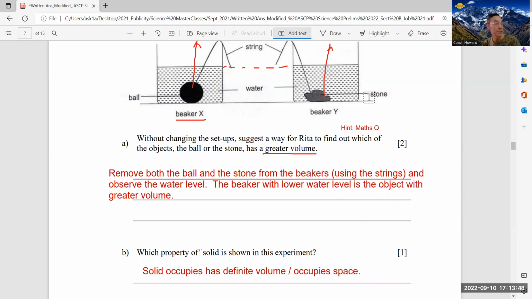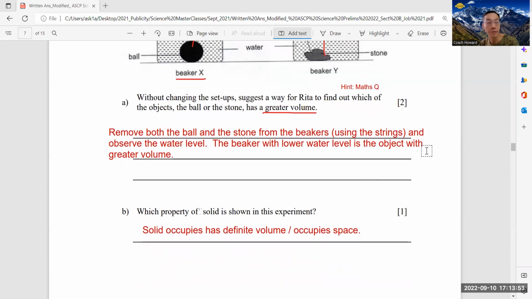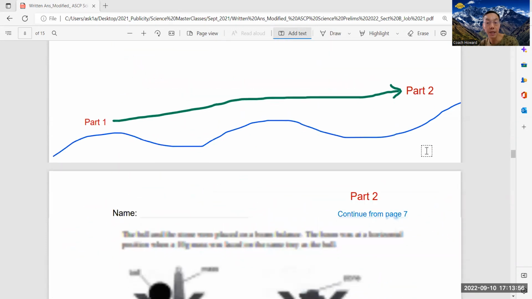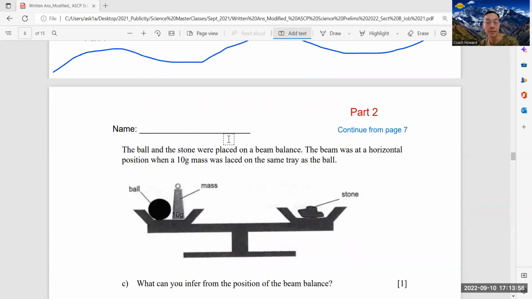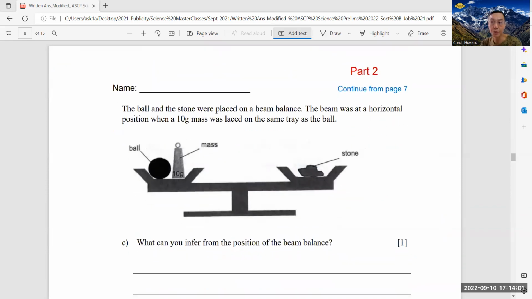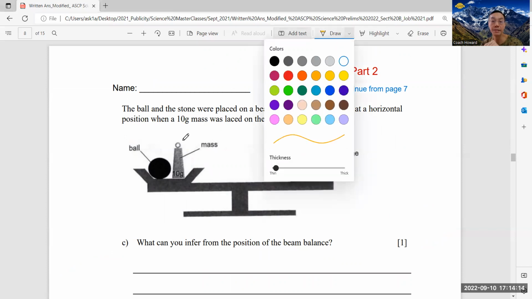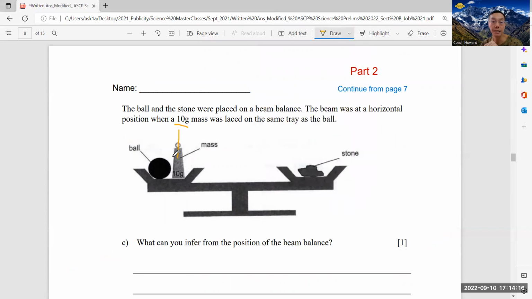Okay, I screenshot this. Okay, next question. So part C, part D. Part C is over here. I separate the paper because I want to mark the students' work. So the ball and stone were placed on a beam balance. Actually, a beam balance compares masses. They say the beam was at a horizontal position when 10 grams was placed here. So you notice this 10 grams is used to balance both. So from here we understand that the mass of the ball will be lesser than the mass of the stone.